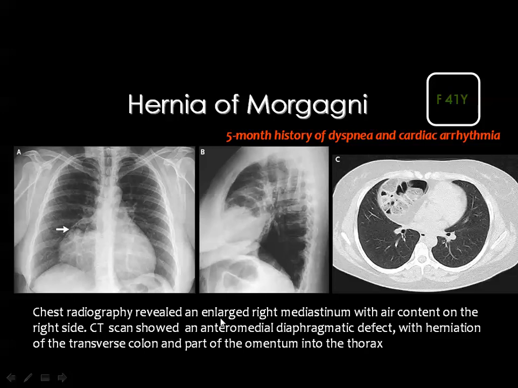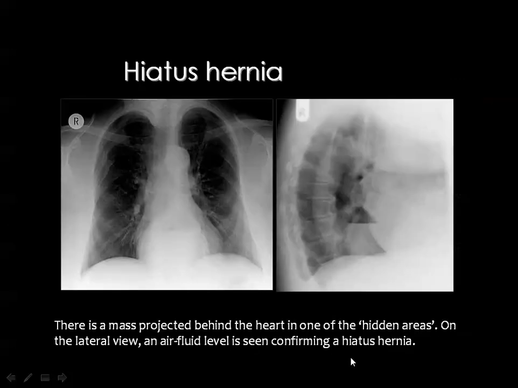And this is an anteriorly located hernia in the anterior mediastinum. You see these bowel loops, and you see the location in the lateral chest X-ray. The lesion is located anteriorly, and also in the CT scan the lesion is located anteriorly, and you see the gas and fecal matter in the bowel loops, and this is what we call the hernia of Morgagni.